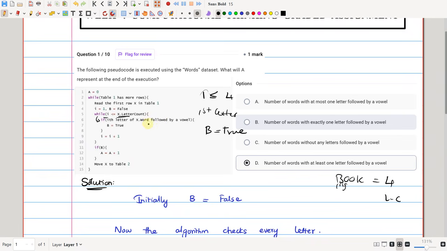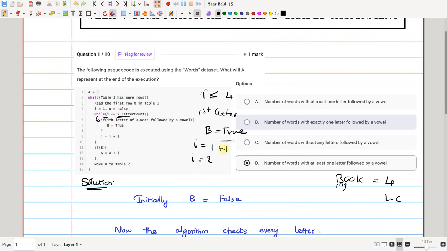If the ith letter of the x dot word is followed by a vowel, if the first letter in this condition, I is equal to 1, right? So if the first letter is followed by a vowel, then b will become true. So I am taking b is equal to true here. Then I have to increment I is equal to I plus 1. In this case, I is equal to 1 plus 1, right? Therefore, I will become 2.